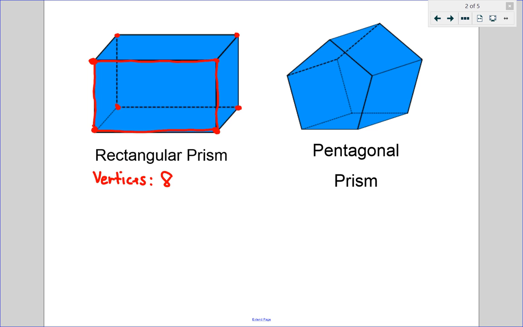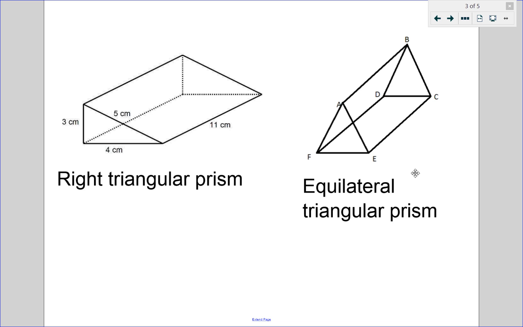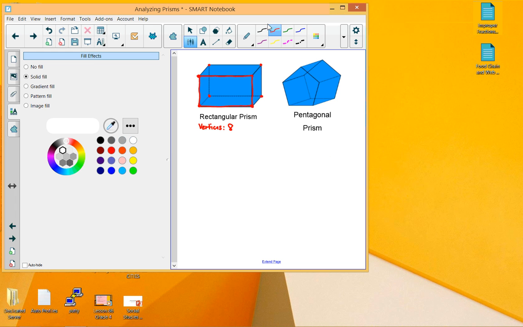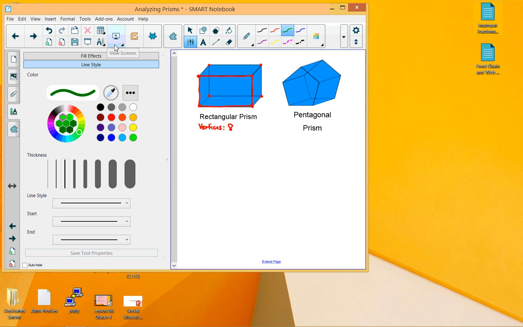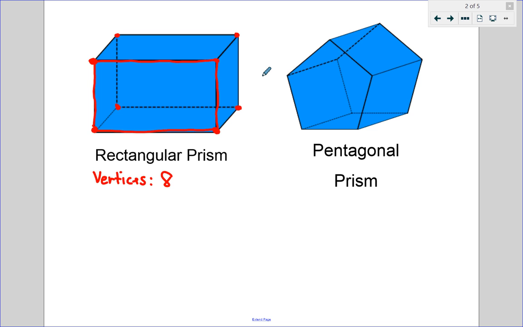Now edges are different. Edges are those places where the faces meet up. Let me change our pen color here, and we'll take a look at the edges. All right, so the edges are where two faces meet up.